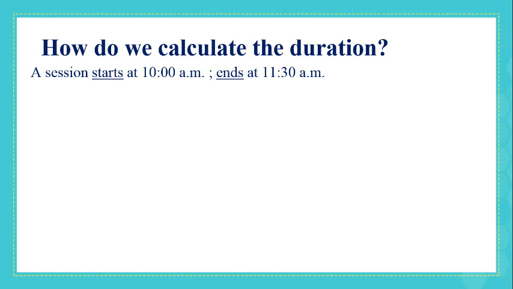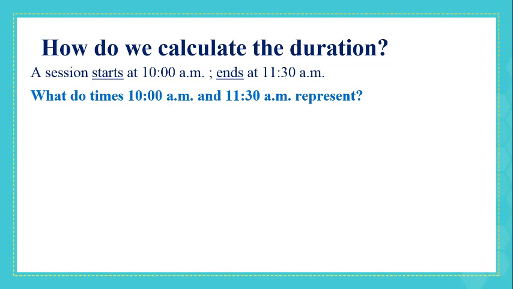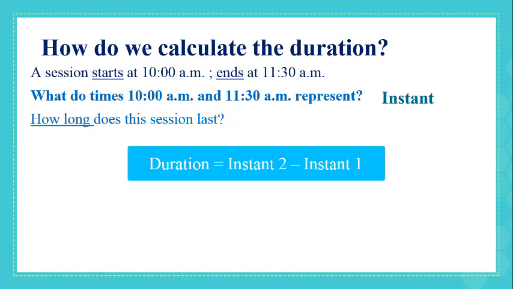Let's see. A session starts at 10 a.m., ends at 11:30 a.m. What do times 10 a.m. and 11:30 a.m. represent? Instant. How long does this session last? How long means that we have to find out the duration of this session. To calculate duration, we subtract instant 1 from instant 2.